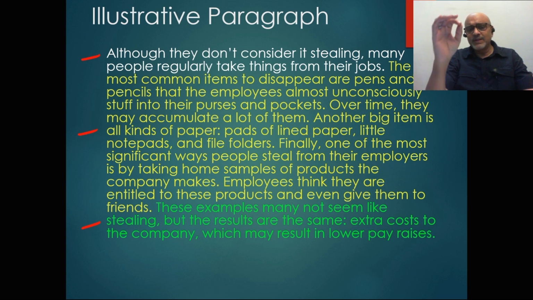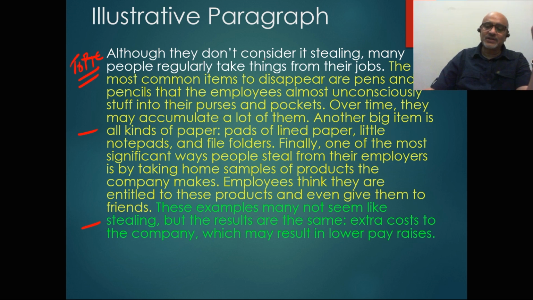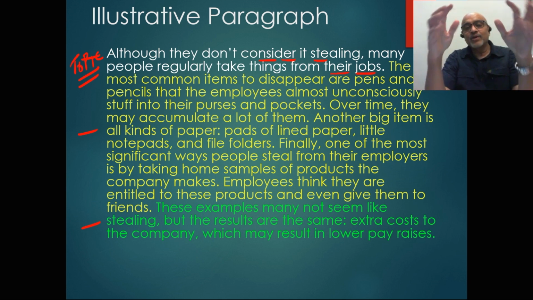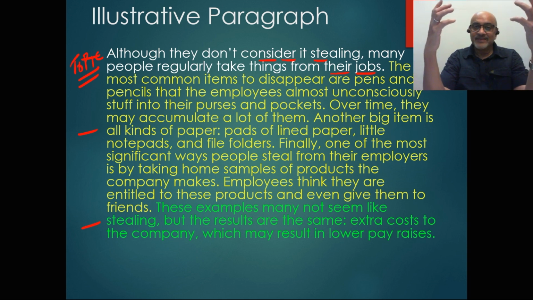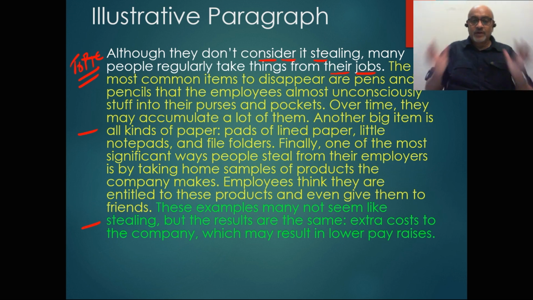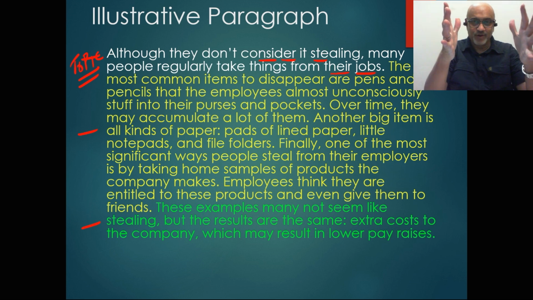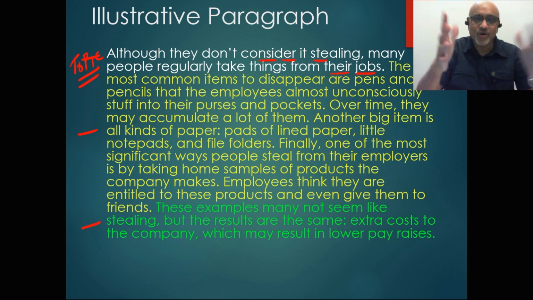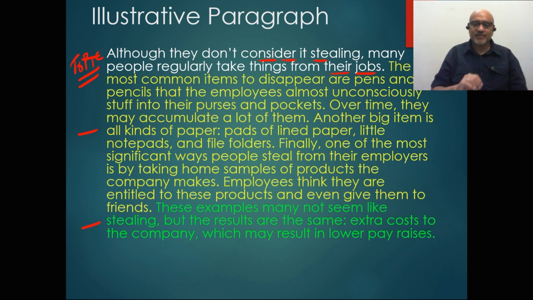So, friends, the topic sentence is supposed to tell us what will be talked about in the paragraph. So, this sentence is a good topic sentence because it tells us that although they don't consider it stealing, so people who take things from office, take things from their jobs, don't consider it stealing and regularly take something from there. So that's the meaning that is conveyed. Excellent topic sentence. It's given us what to look forward to. So it's given us the subject or the topic that will be talked about in this paragraph.